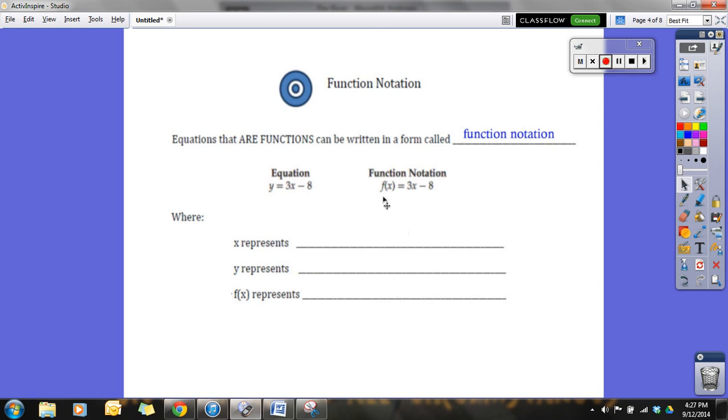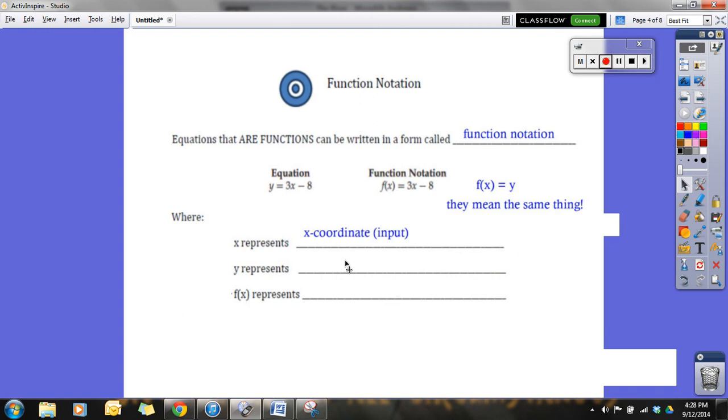And we use this here, this f parentheses x. Now, what's important to note here, this does not mean f times x. We read this as f of x. So y is a function of x, and here is the function itself. So what you have to remember is f of x is the same thing as y. When you see those, they're interchangeable. They mean the same thing. In a function, x represents the input, or the x-coordinate, y represents the output, and because y and f of x mean the same thing, f of x is also the output.